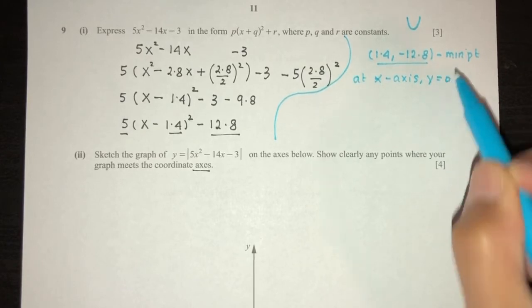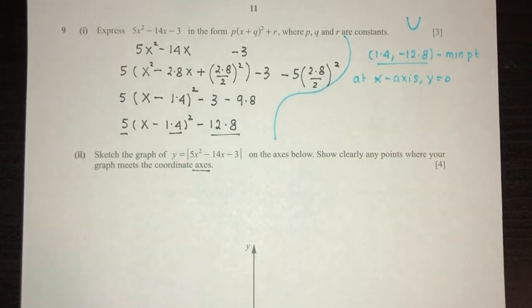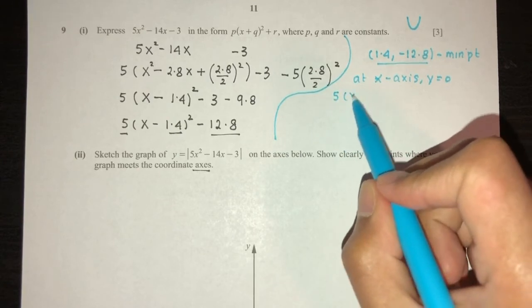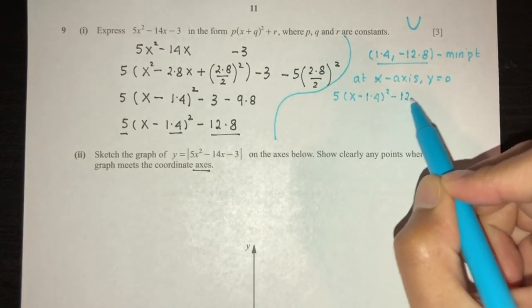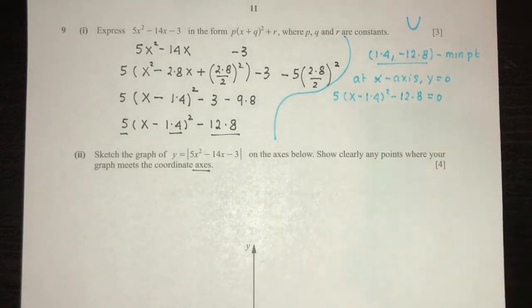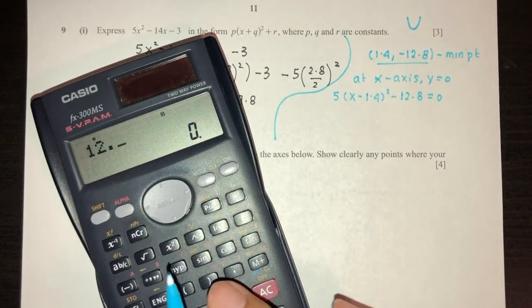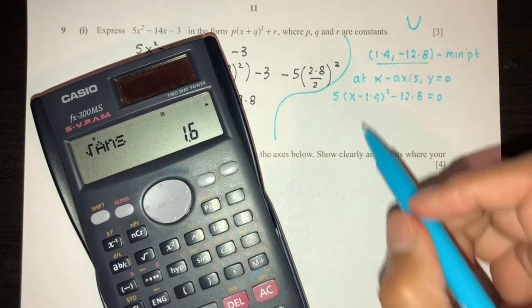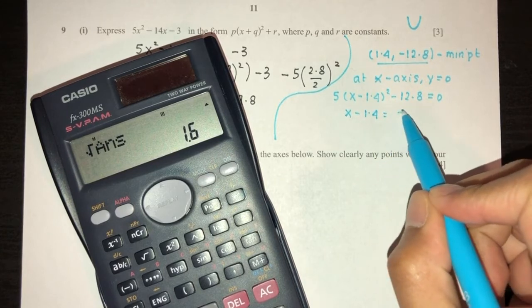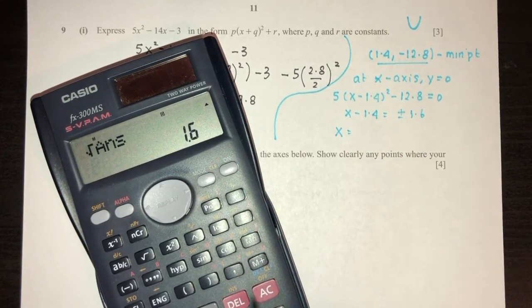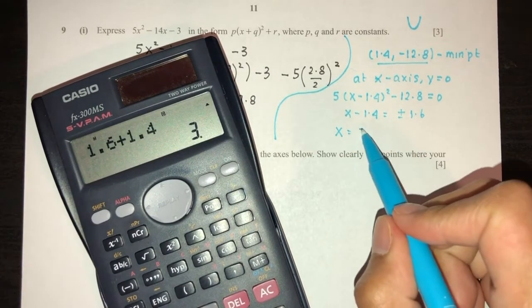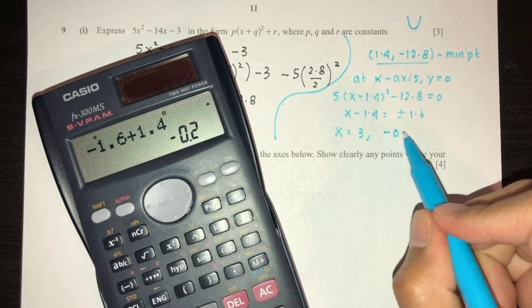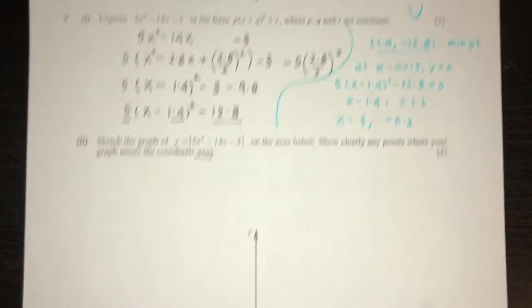Now at the x-axis, let's see. We know the value of y is 0. So let's solve. Now we have y is this, x-axis y will be 0. So you have 5 times x minus 1.4 square minus 12.8 has to be 0. Let's find the two values of x. So we first have to send this over here. 12.8 divided by 5 will be 2.56. Square root of that answer, that will be 1.6. So x minus 1.4 is equal to plus minus 1.6. So x can be 1.6 plus 1.4, that can be 3, or it can be minus 1.6 plus 1.4, that can be minus 0.2. So these are the two values where it cuts your horizontal axis.